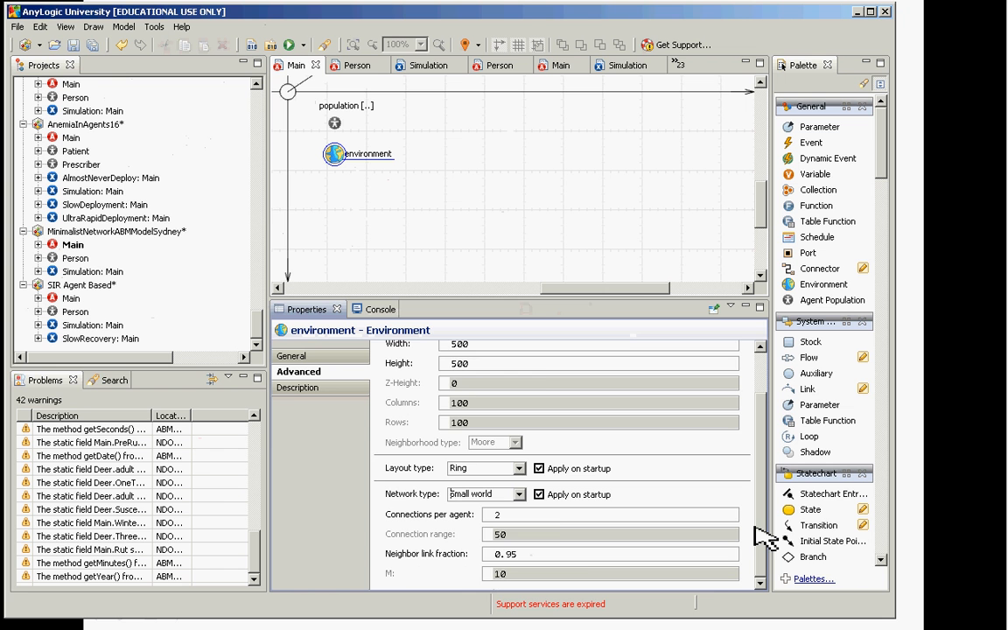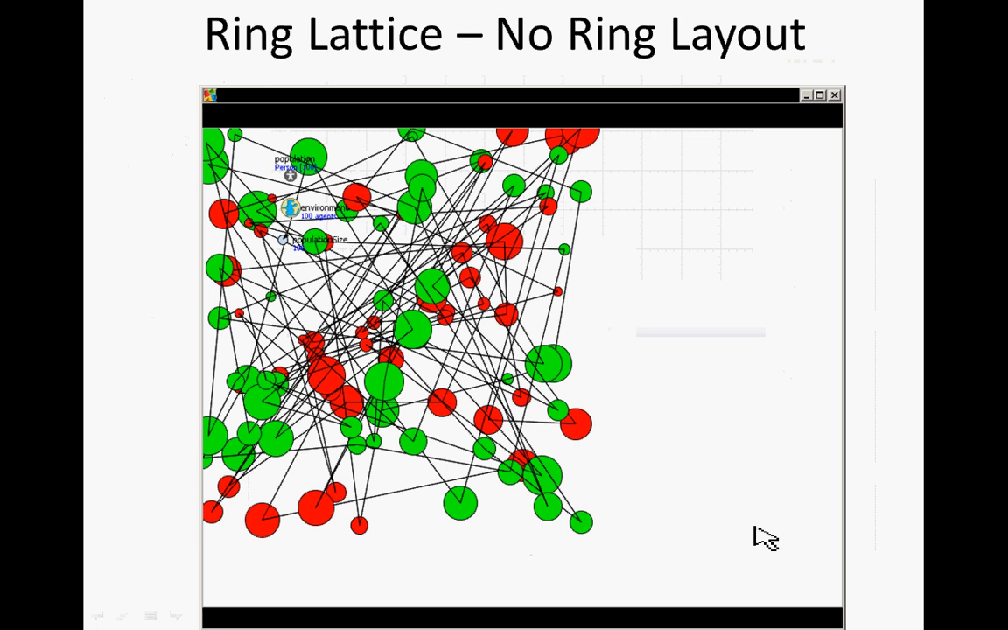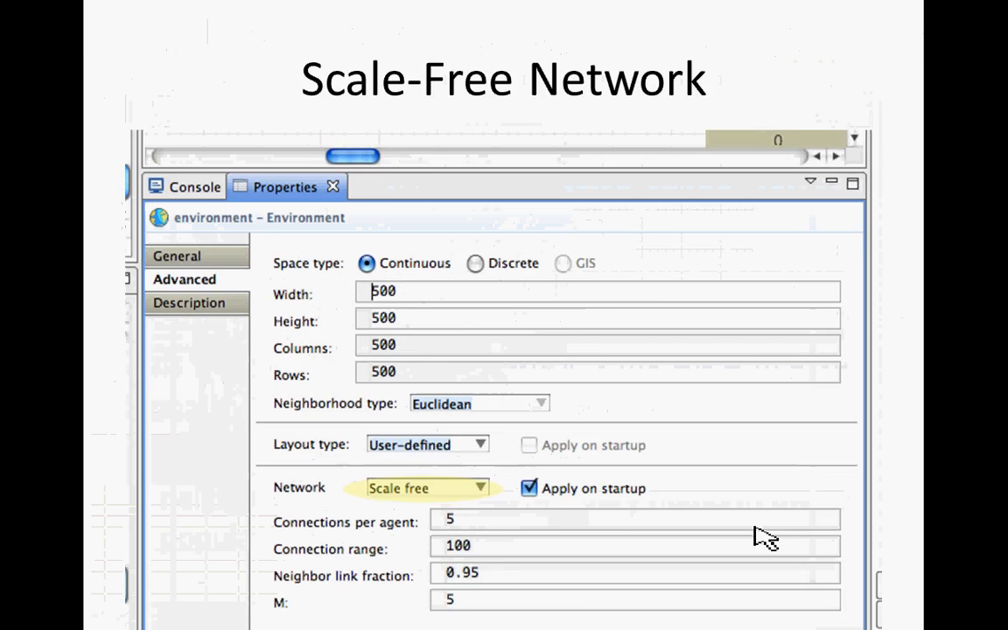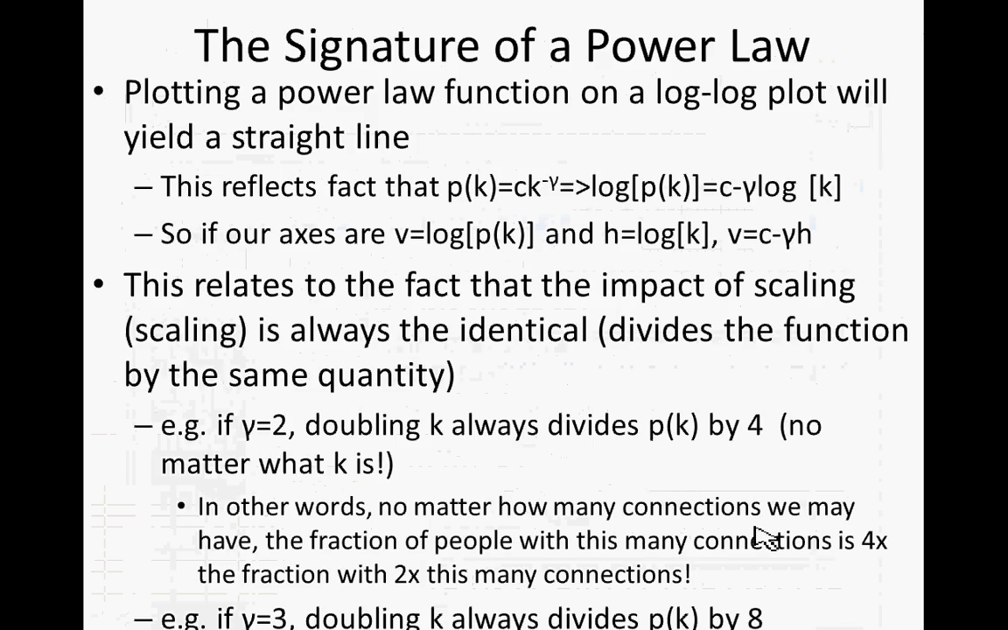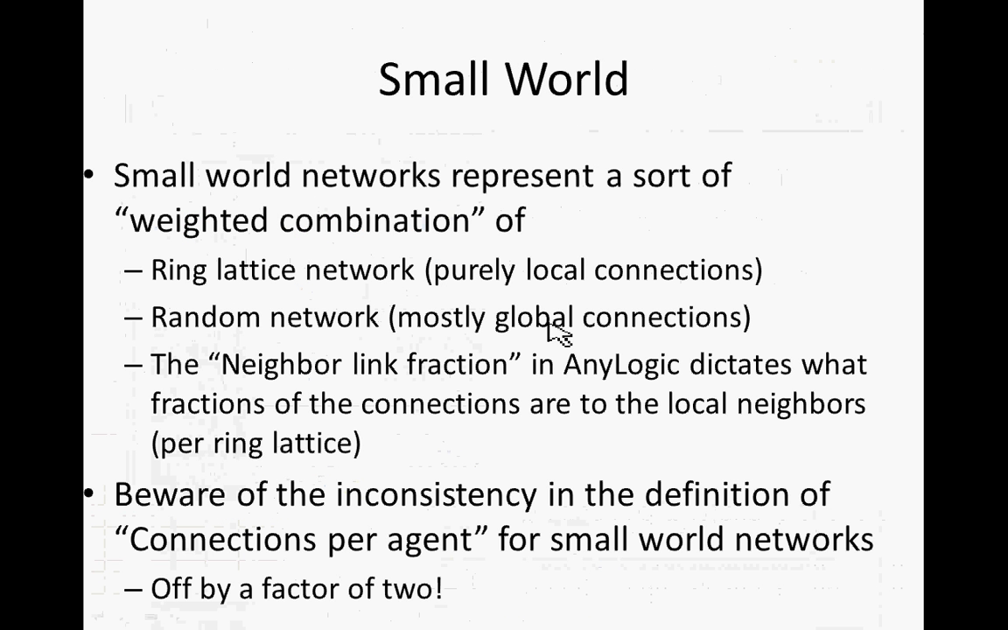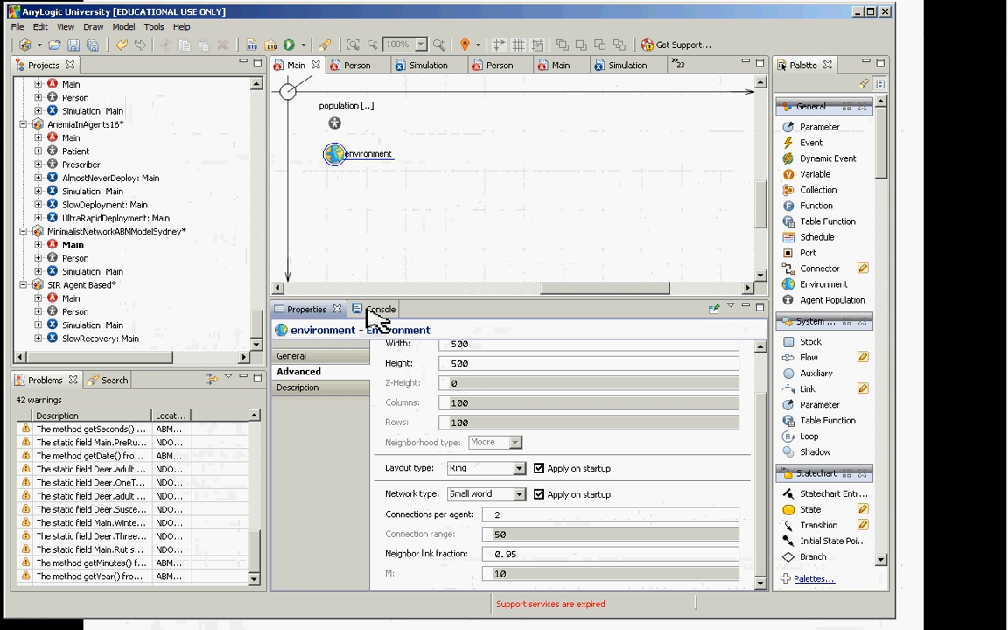So here we're going to have a neighborhood link fraction, say, of 95%, and connections per agent, say, of 20. Okay, so each agent will have 20 connections. 95% of those will be local. What do you expect this network will look like when I draw it? 95% of the connections are local. They're with my nearest neighbors. 5% are global. What would that look like?